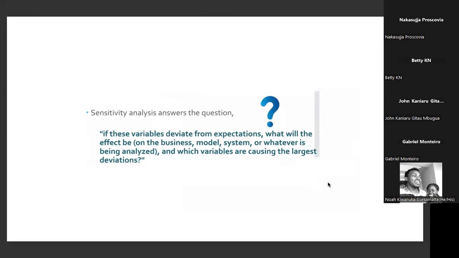So what you need to answer when you're performing sensitivity analysis is, if these variables deviate from expectations, what will the effect be, for example, on the model, and which variables are causing the largest deviations? And the other question you have to ask yourself: are those deviations important to your model?